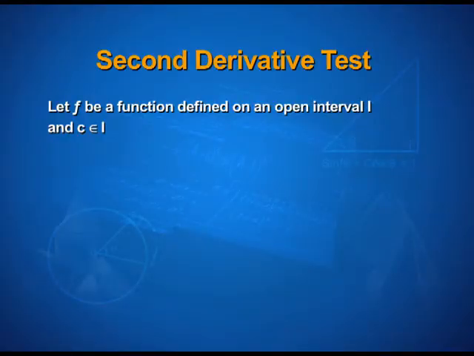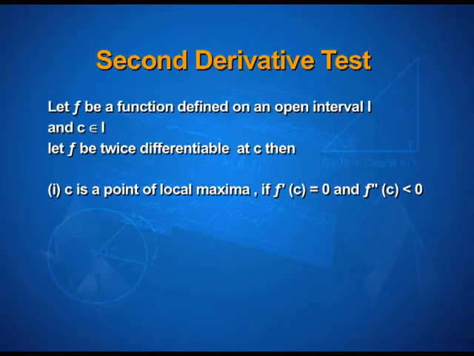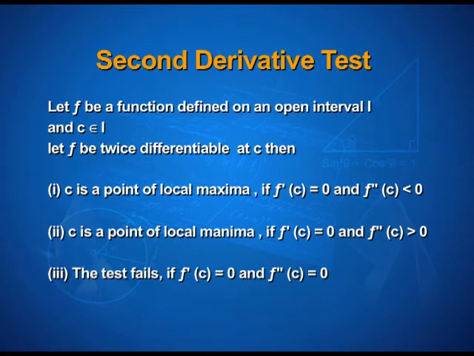Put together, this results in the second derivative test, which is much more functional in terms of applications. It says that if a function is defined on an open interval I and C belongs to I, and let f be twice differentiable at C, then C is a point of local maxima if f dash C is 0 and the second derivative at C is negative. C is a point of local minima if f dash C is 0 and f double dash C is greater than 0. The third possibility would be when f double dash C is 0 and f dash C of course was 0. In that case, we say that the test fails and we have to revert back to the first derivative test.